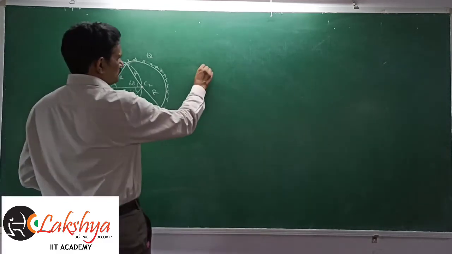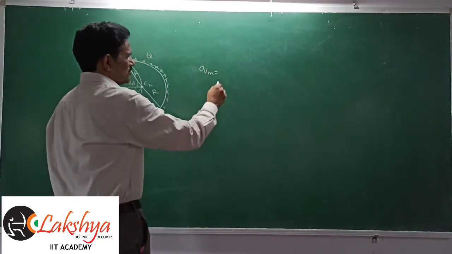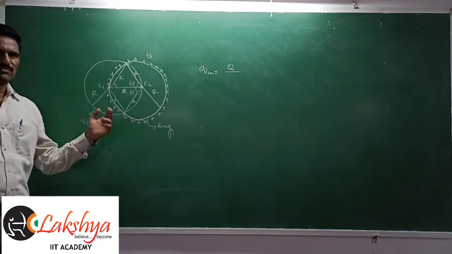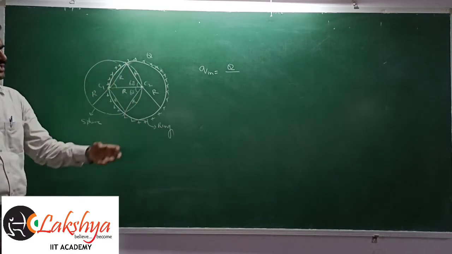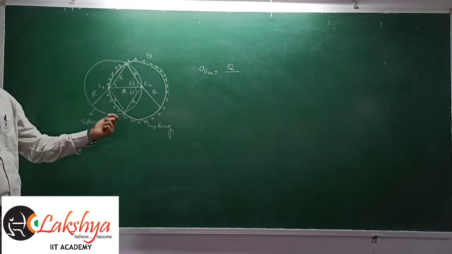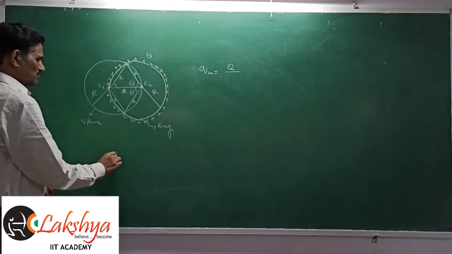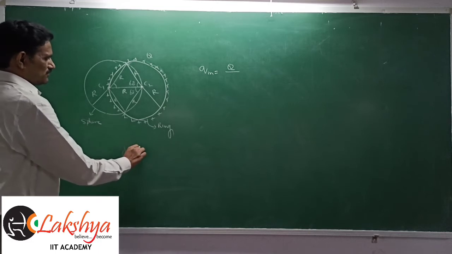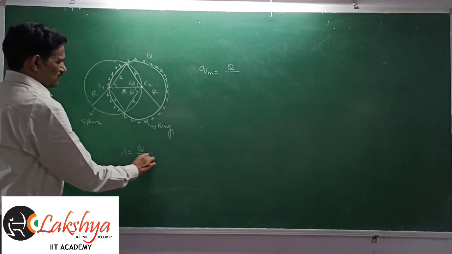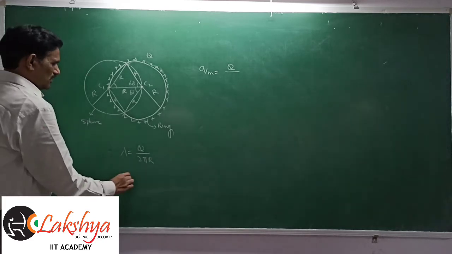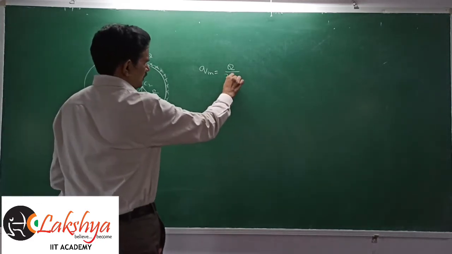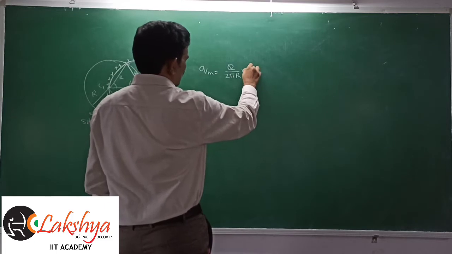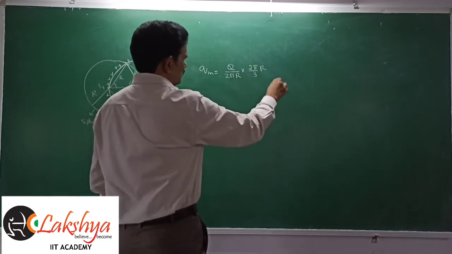charge enclosed will be equal to Q by 120 degrees. You can write that as 1/3, because the charge Q is distributed over a total angle of 360 degrees, so it is 1/3. Or in terms of charge per unit length, you can write lambda is equal to Q by 2 pi r. Then this charge enclosed we can write as Q by 2 pi r into the length of that arc. The length of that arc we can write as 2 pi by 3 into r, because of the r theta formula, and this total angle is 120 degrees.